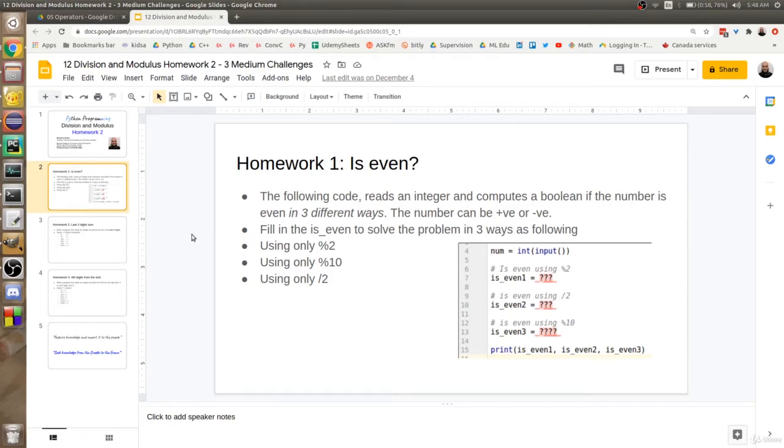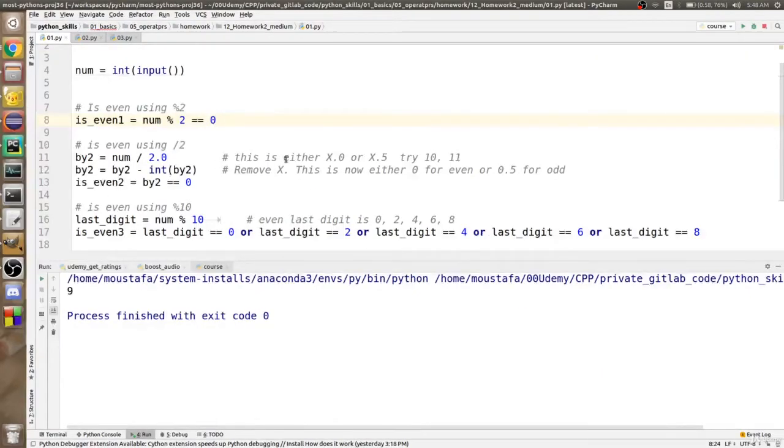In this homework, we would like to compute if a number is even in 3 different ways. The purpose of the homework is to exercise you to know that something can be done in several ways, and also to be good in the different operators that can help us doing this task. In the first way, as you know, we can just use the number mod 2 equal 0, and that's enough.